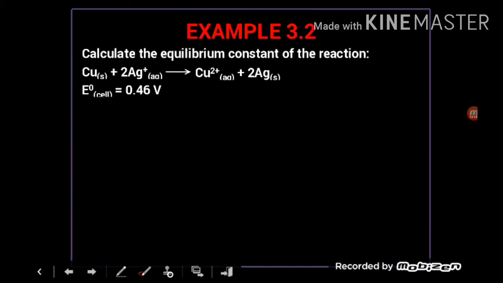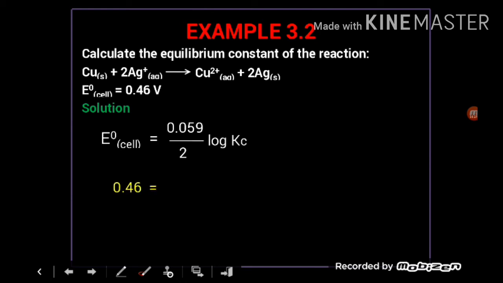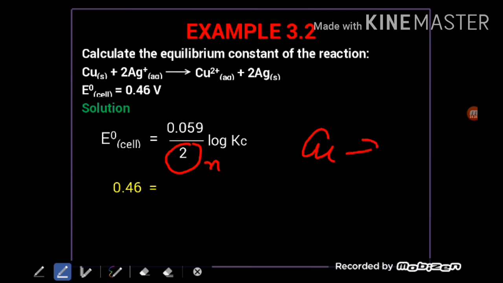So first see the formula for the equilibrium constant. According to Nernst's second application, we can calculate the equilibrium constant by using the formula E naught cell is equal to 0.059 divided by n log Kc. Now here the value of n, this is equal to n. Here see, copper is converting into Cu2 plus, so 2 electrons are involved.